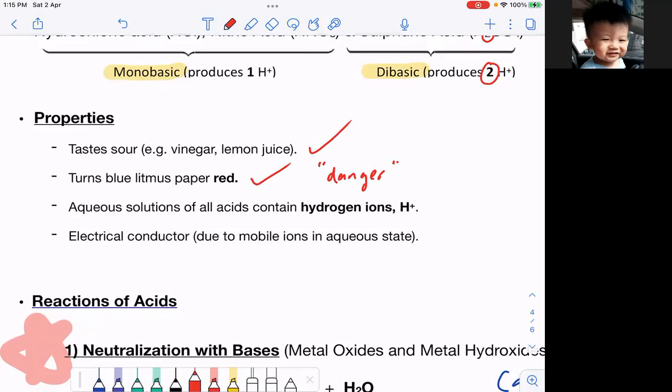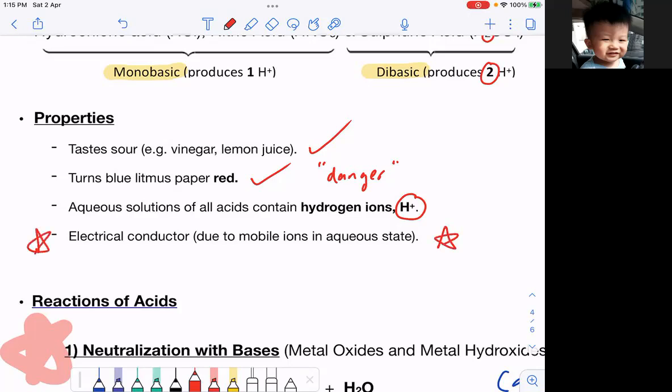Now, they all have H plus. This is the first thing I emphasize in the chapter. Acids will dissociate into H plus and Cl minus. Hydrochloric acid, H plus Cl minus. The anion can be anything. Can be chloride, can be sulfate, can be nitrate. No big deal. But the H plus, that is the key guy. The last part is what a lot of students cannot memorize.